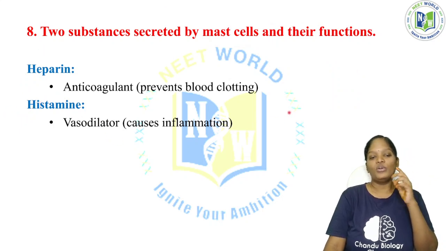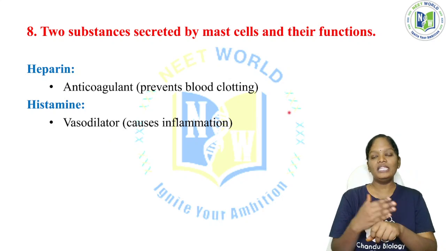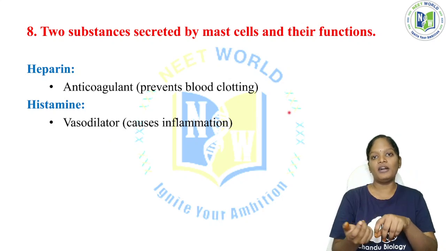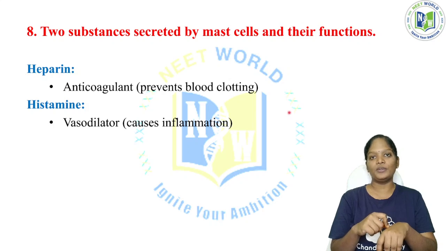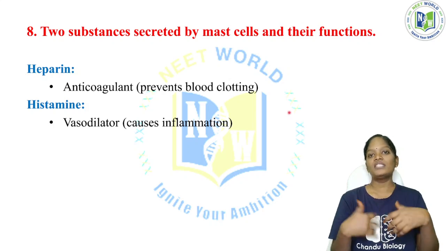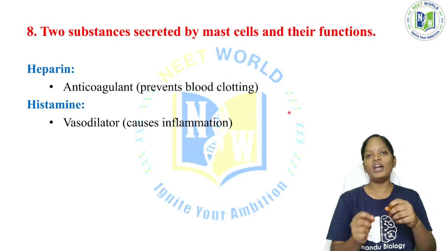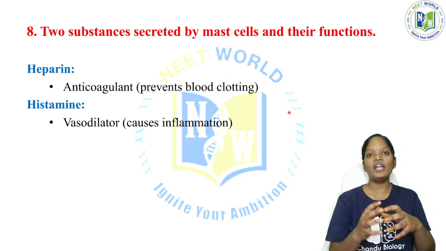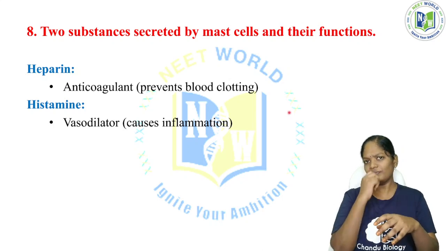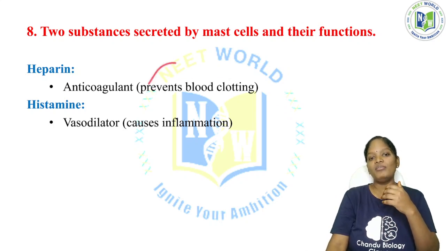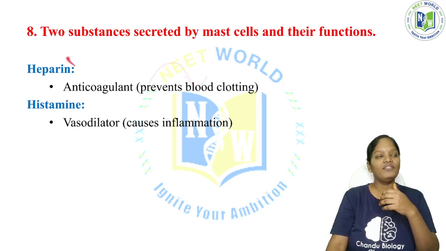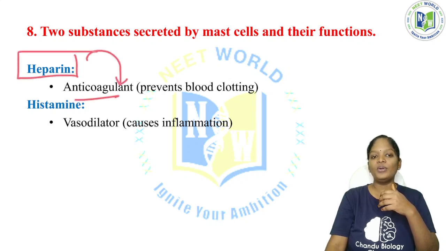You should think that when we cut the hand accidentally, the blood will come out, and after a few minutes the blood will coagulate. But the blood flowing inside the body does not coagulate or clot. The prevention of blood clotting inside the body is done by heparin, which is considered an anticoagulant.